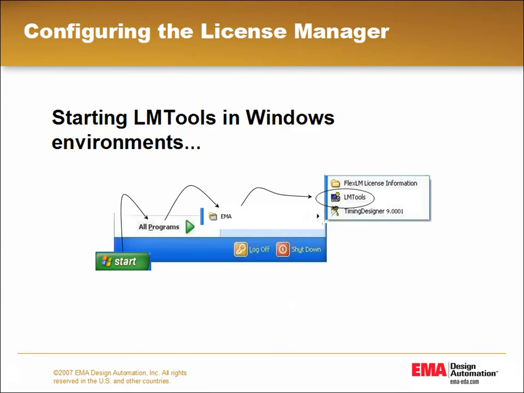To set up the license manager for Windows environments, from the Start menu select Programs, TimingDesigner, and then the LM Tools applications to open the FlexLM Tools utility. For other operating systems, locate the LM Tools application file from the appropriate operating system directory of your TimingDesigner installation path. This is a GUI-driven application that allows you to completely configure your license manager.